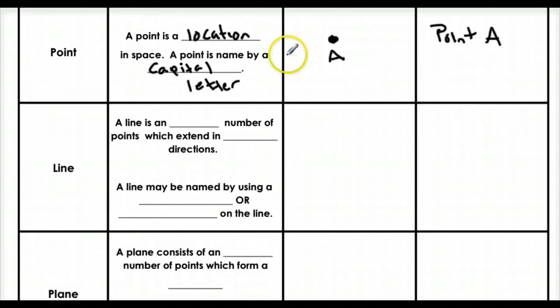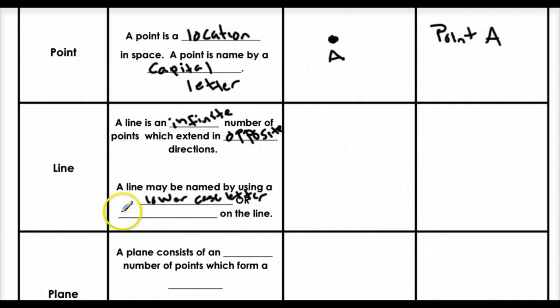The second thing we could have is a line. A line is an infinite number of points, infinite. Now, if you don't know what infinite means, that means it goes on forever and ever and extends in opposite directions, okay? So these are just infinite points that extend in opposite directions. It can be named using a lowercase letter, okay? A lowercase letter.